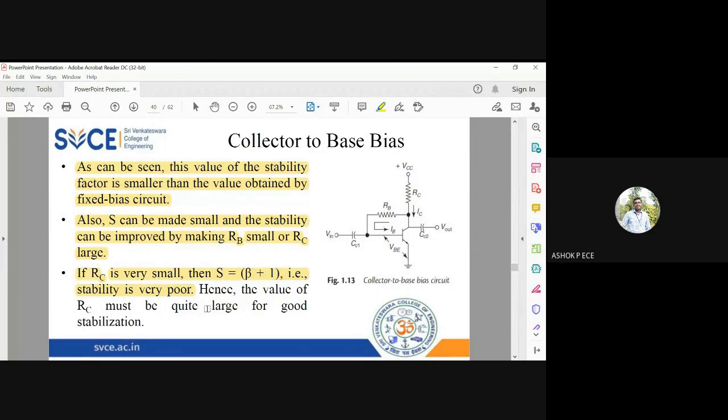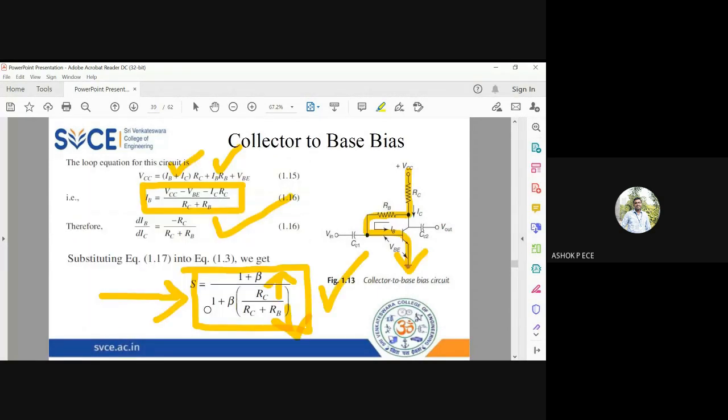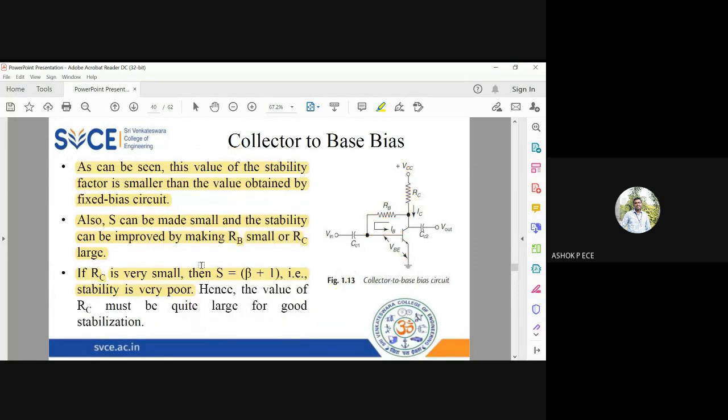When you put RC equal to 0 in this equation, you can see the denominator completely vanishing to 1. So S becomes 1 plus beta, which is the stability factor of the fixed bias circuit. We have already seen that this 1 plus beta value is very, very large, so the fixed bias circuit has poor stability. That's why we are saying that the RC value should be very large and the RB value should be very small for a very good stability factor.